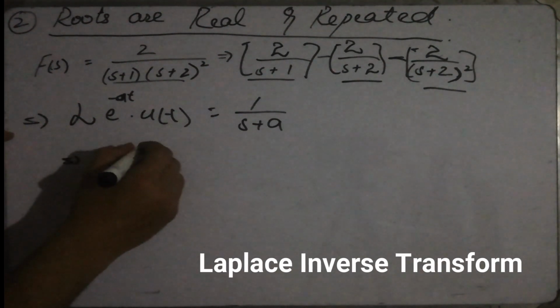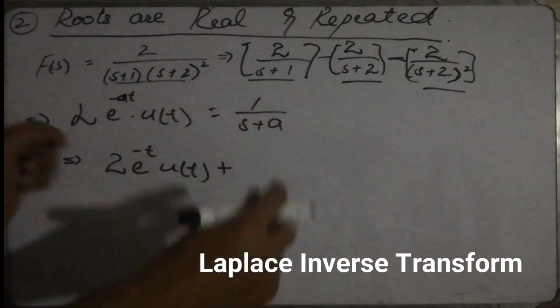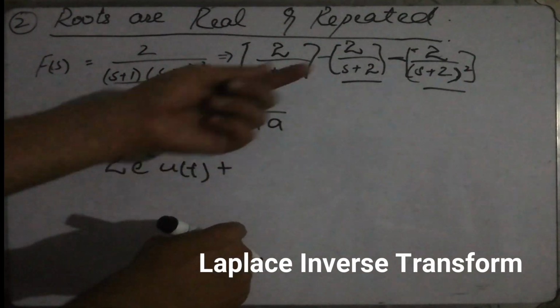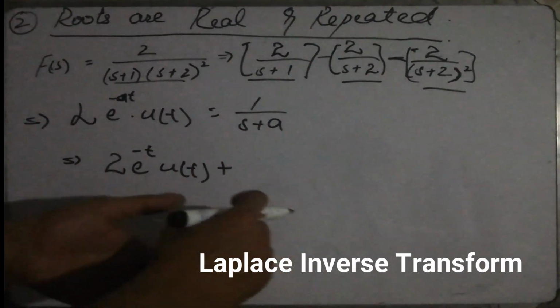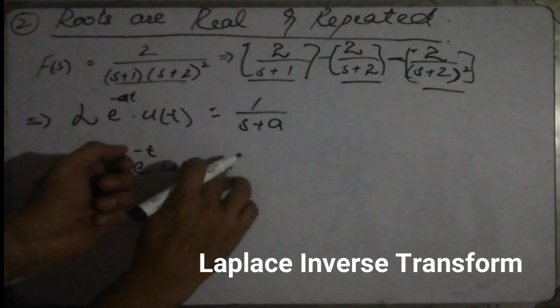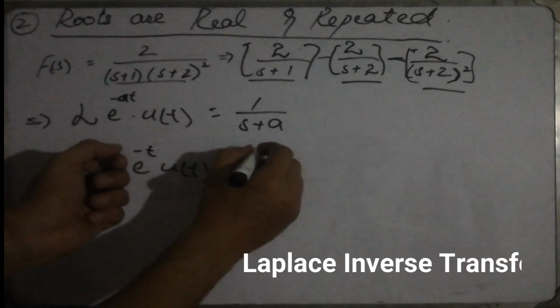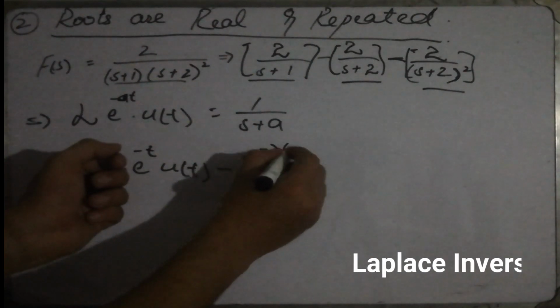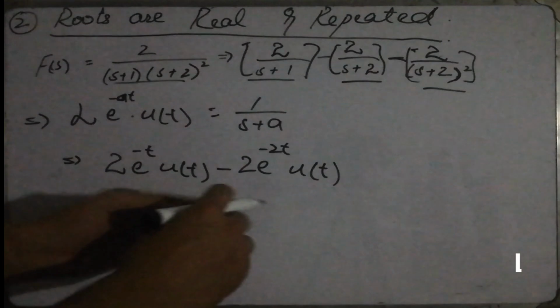So our Laplace inverse for this term would be equal to 2 e to the power negative t times the unit step function, while the second term would also resemble the same frequency domain function, and its Laplace inverse would be, now for the third one.